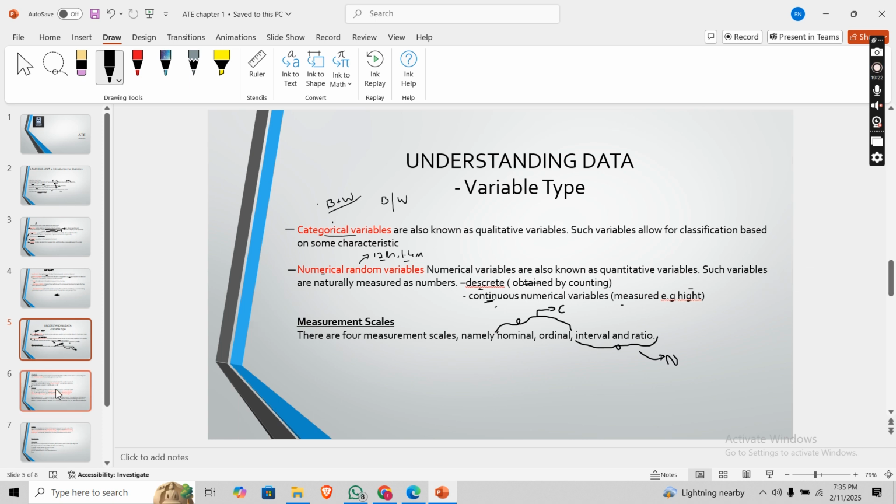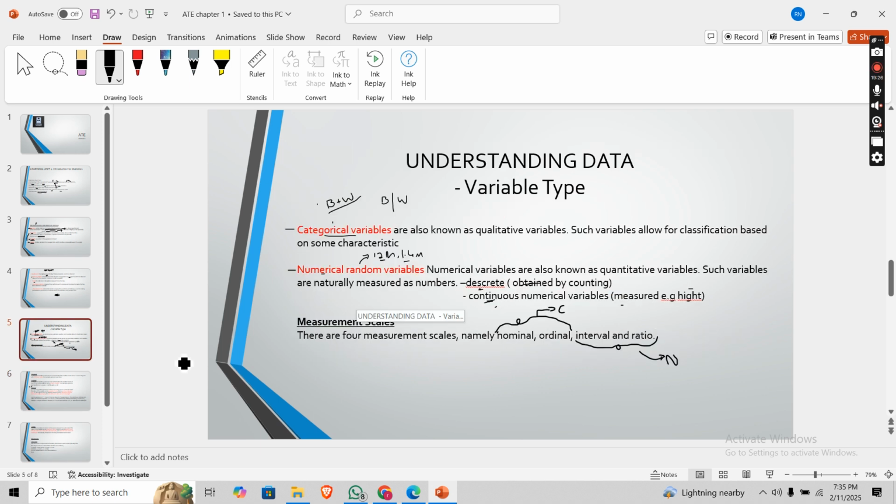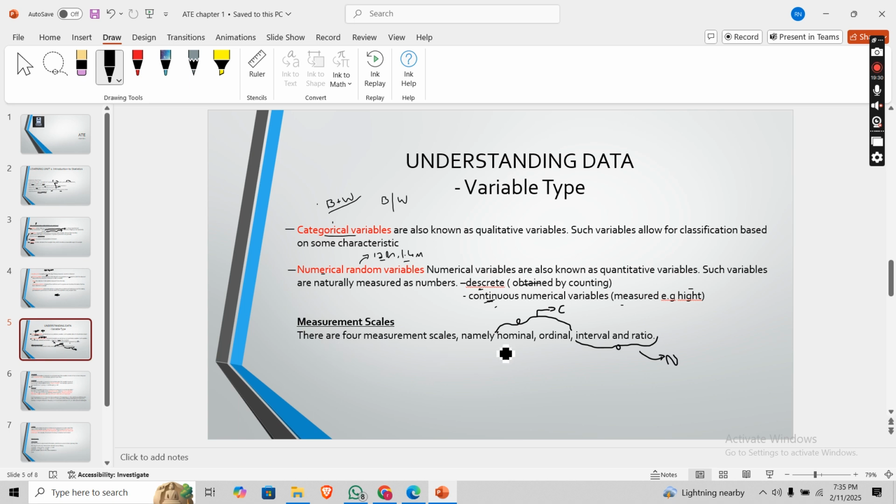And then we will get to measurement scales, okay? We have 4 measurement scales, namely nominal, ordinal, interval, and ratio. Okay, so what are measurement scales? Measurement scales are actually scales that we use to extract data from our variables.